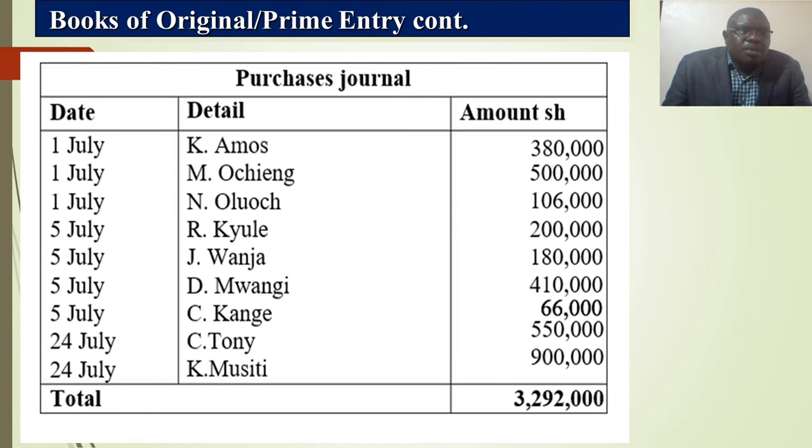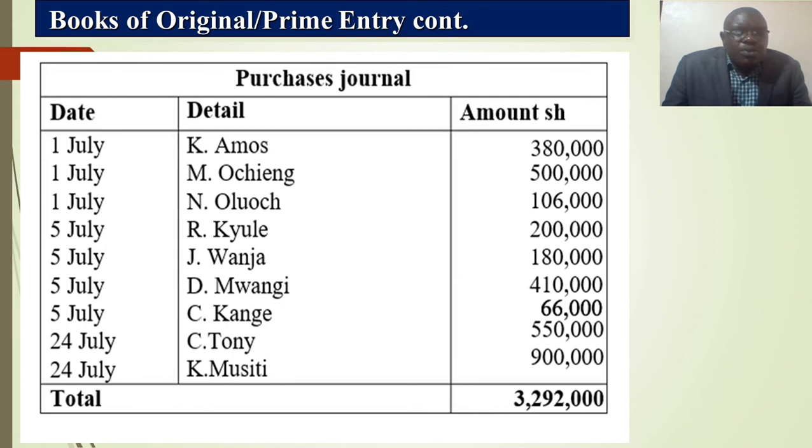So purchases have taken place on July 1st, July 5th, and July 24th. July 1st, K Amos supplied 380,000 worth of goods. July 1st again, Emu Ching supplied 500,000 worth of goods. July 1st again, Enoluoch supplied 106,000 shillings worth of goods. On 5th of July, Arcule supplied goods amounting to 200,000 shillings.